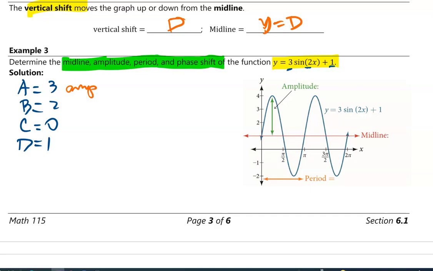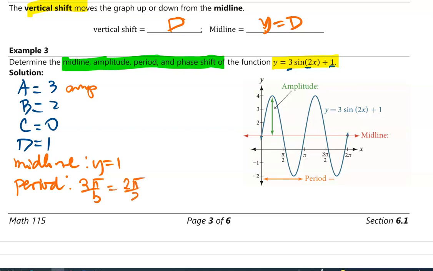B is 2. For the midline, we can say that the midline is your D, which is y equals 1. And the period is, remember, 2 pi over B, and your B is 2. 2 pi over 2 is pi.